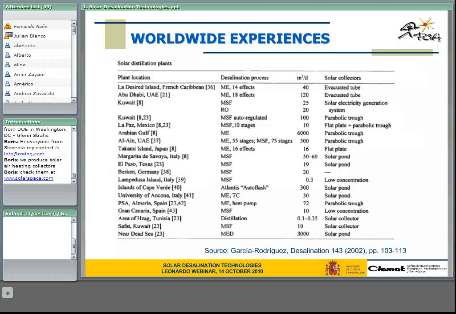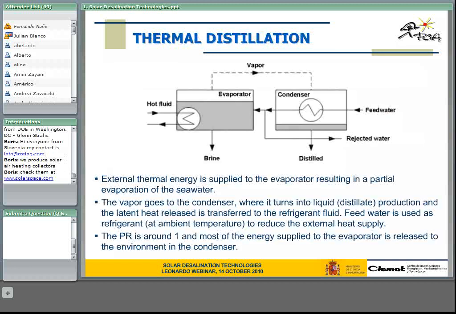In the case of this thermal distillation, we are dealing with a process in which we have basically one evaporator. We provide one external hot fluid that provides the external energy. This energy produces the evaporation of part of the water. This vapor is condensed, preheating the feed water, and then we have the distillate and the brine. When we do this in one unit, we have a performance ratio of about 1. When we make this multi-stage, we then go to multi-effect distillation.